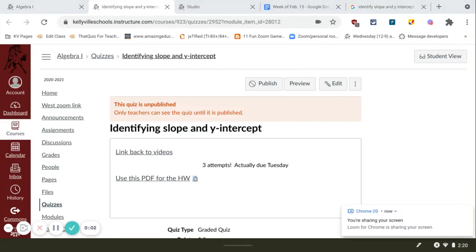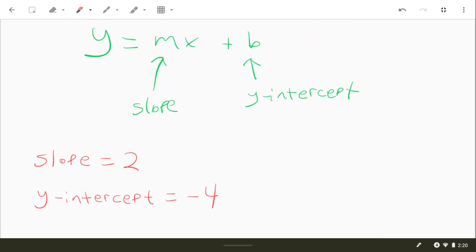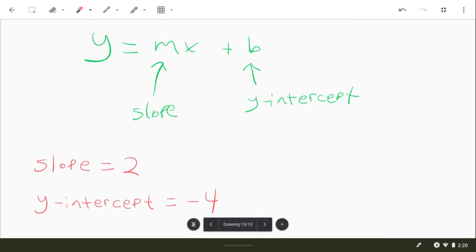All right, so real quick here on your homework, questions 1 through 5 for this assignment. They're wanting us to write the slope-intercept form of the equation where they will actually tell you what the slope and the y-intercept are. So we know we're going to use y equal mx plus b form, that's slope-intercept form.